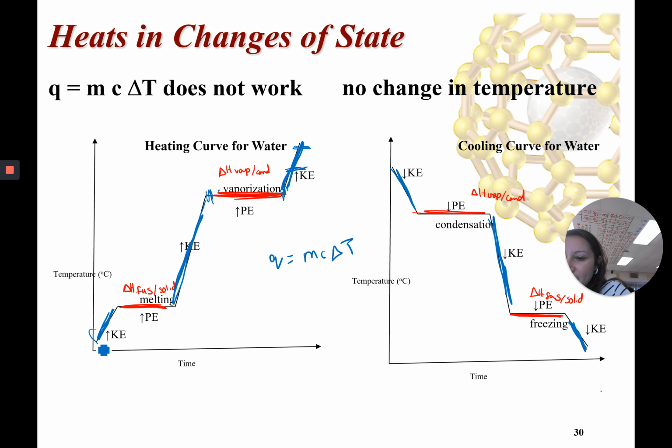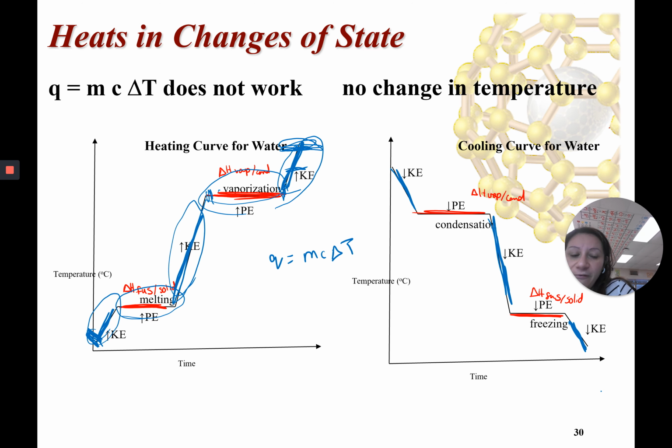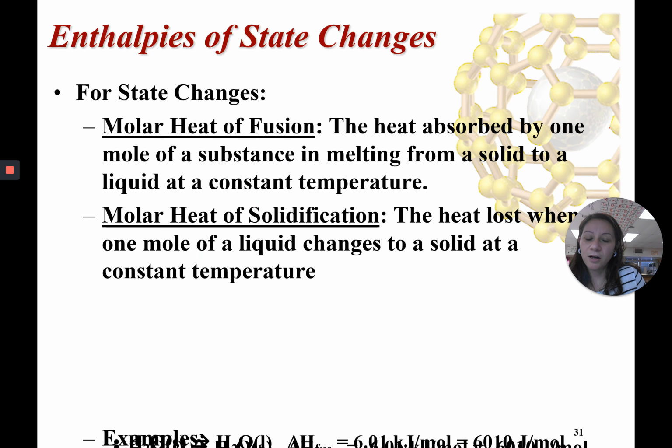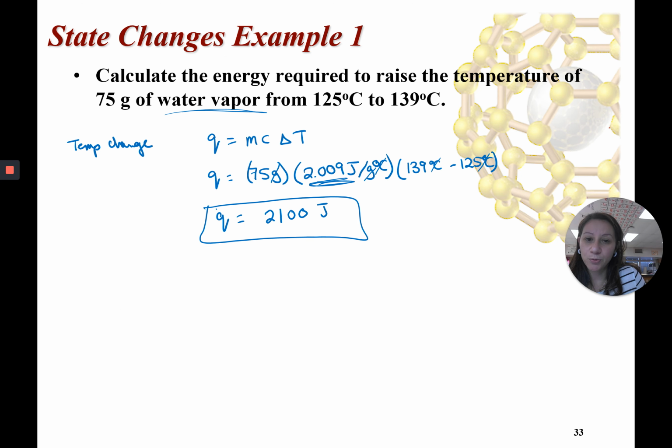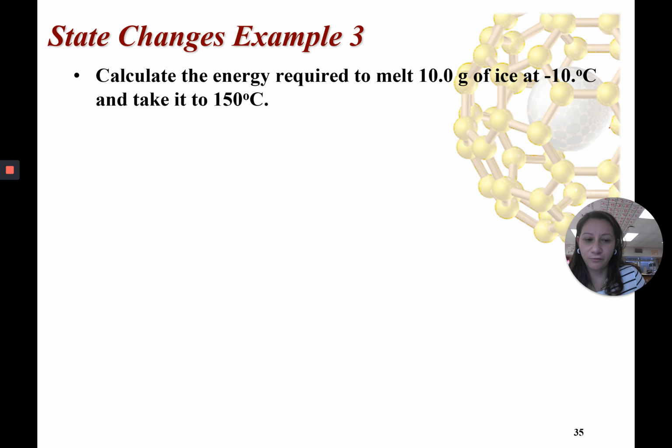So let's look back at our heating curve here. We have ice at -10, so we're somewhere here. We need to go to 150, so all the way up here. How many steps is that? That's 1, 2, 3, 4, 5 steps. So when you're doing a problem where you have multiple steps, 2 or 3 or 4 or 5, you really want to write down your steps first.